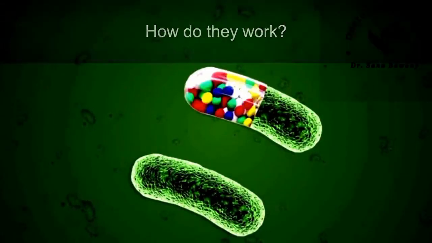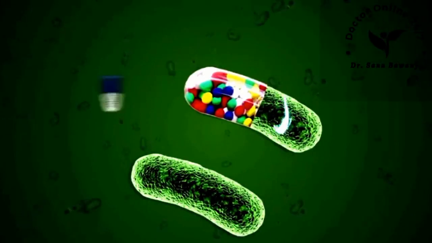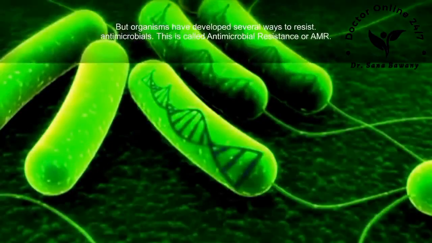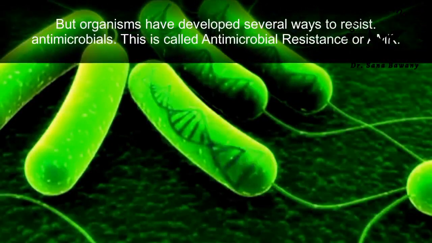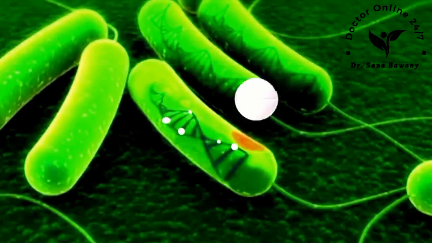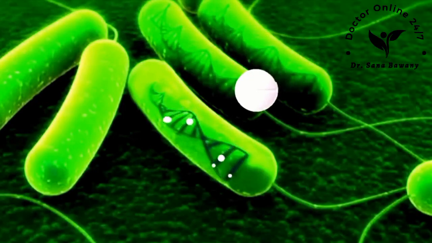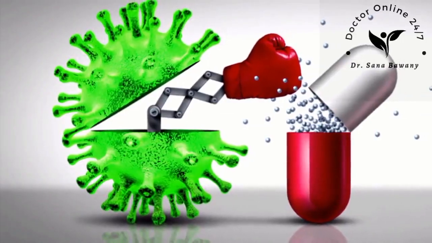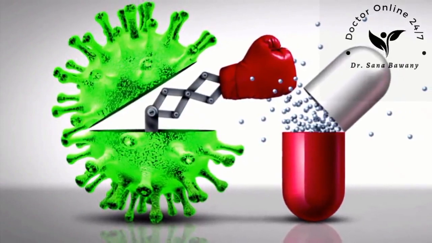Antimicrobials typically work by entering an organism, binding to specific target sites, and blocking important processes in the organism that either kill them or stop them from multiplying. But organisms have developed several ways to resist antimicrobials. This is called antimicrobial resistance or AMR. There are several mechanisms by which they become resistant.